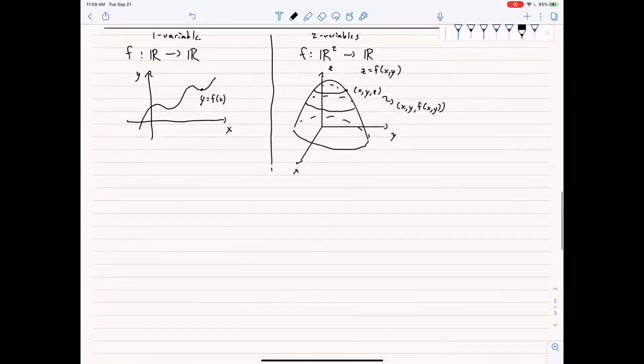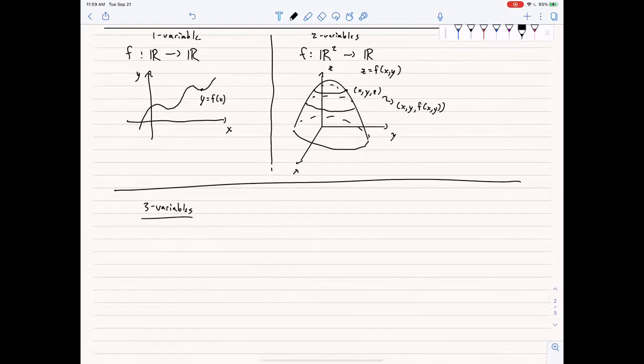Of course, if you go to three variables, things get more difficult to understand, right? Because now you need 4 dimensions. Well, you can indeed do sort of movies, but to understand that, I want to talk a little bit about contour graphs and level curves.